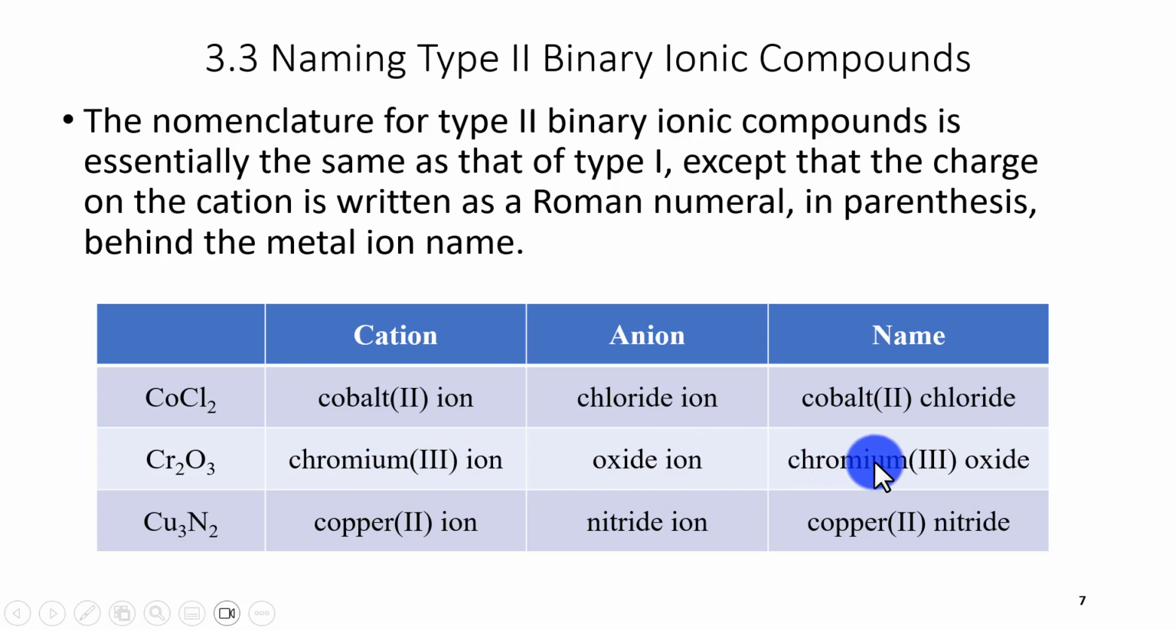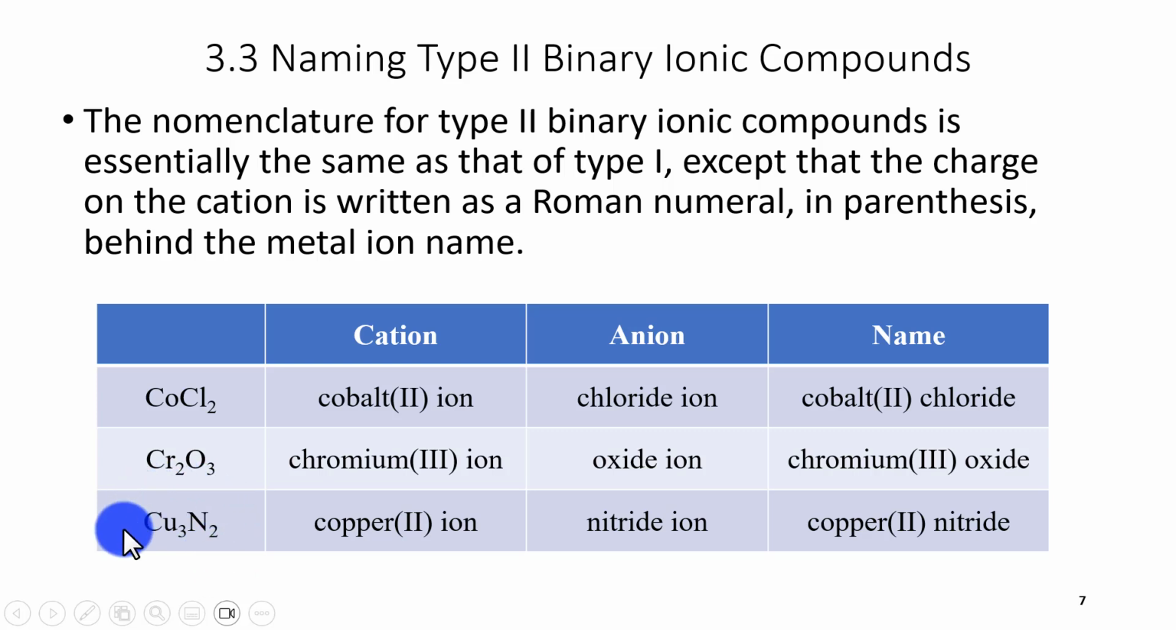So when I write the name of this compound, I will write the name of the metal, which is chromium. I will specify the charge in Roman numeral 3, close parentheses, and then that will be followed by the anion, oxide, with the IDE ending.